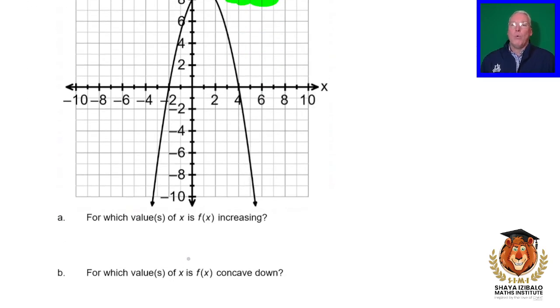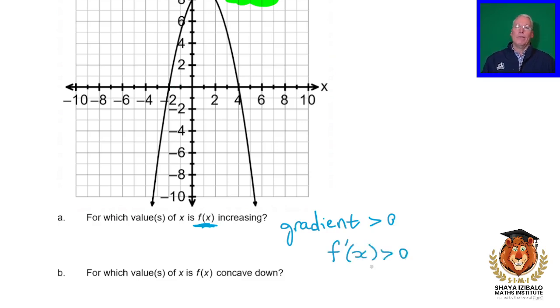It says, where is the original function increasing? Now, if it's increasing, what do we want our gradient to be? We want the gradient to be positive. That's what increasing means. And this is the gradient. So basically we're asking, where is f dashed of x positive? Well, it's positive from -2 to 4. So the answer will be -2 < x < 4.